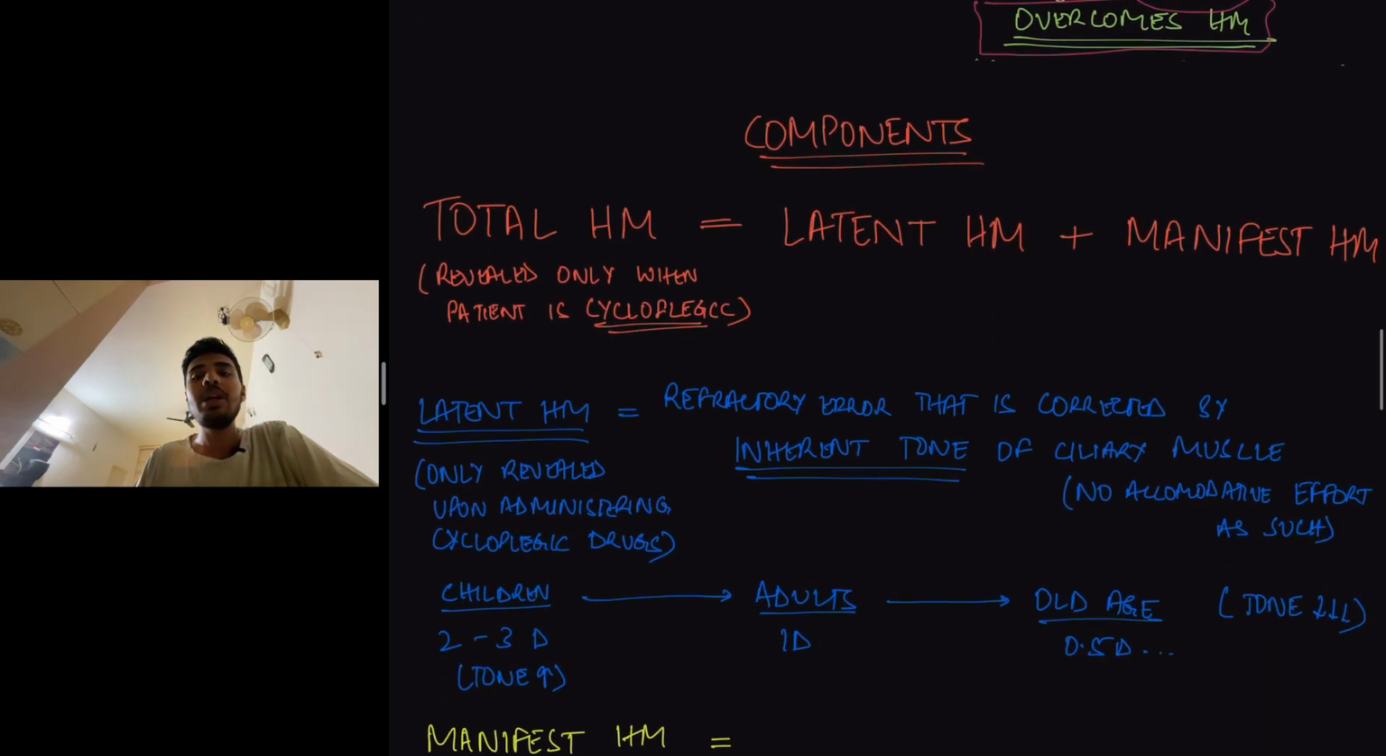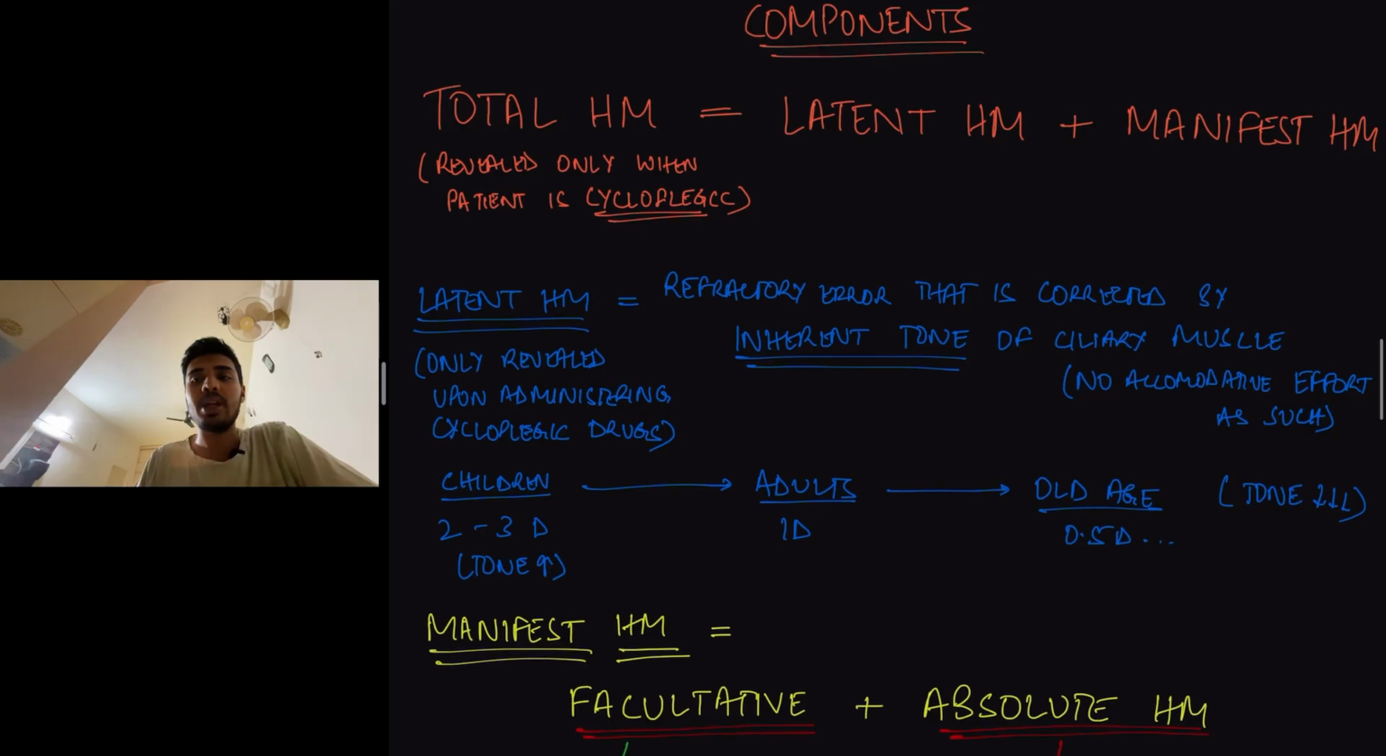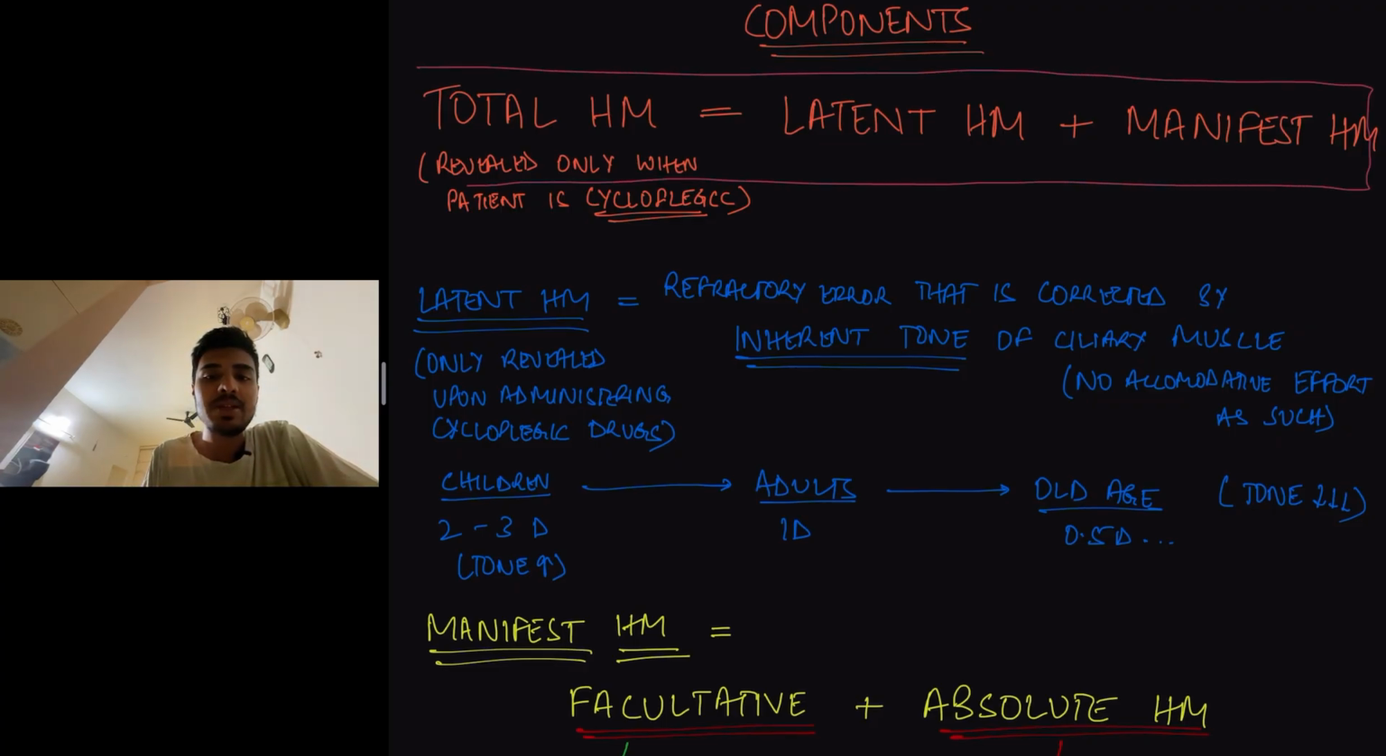Next, coming to the components of hypermetropia. Now, what are the components of hypermetropia? So basically, total hypermetropia is equal to latent hypermetropia plus manifest hypermetropia. Now, what does this mean? So basically, let's break down each component.